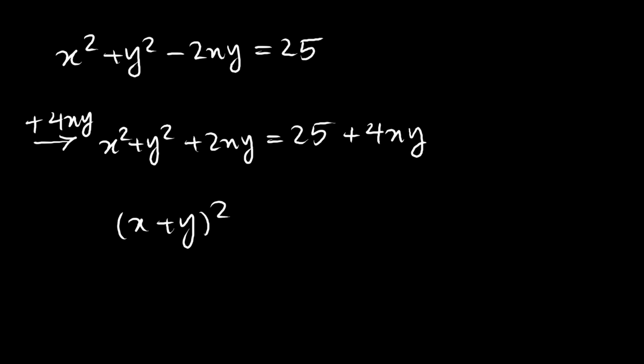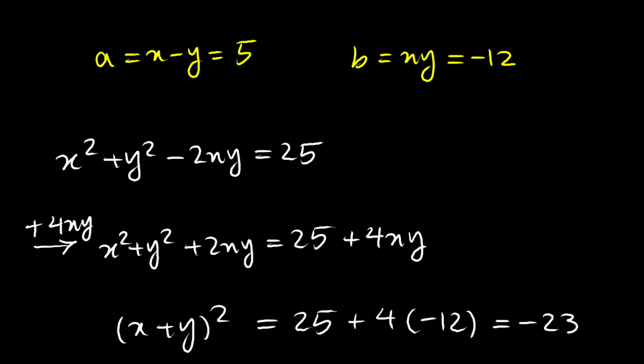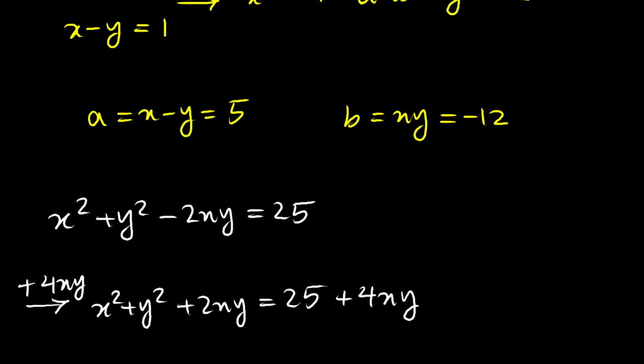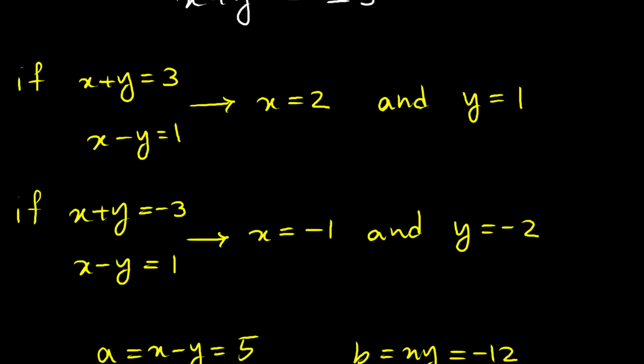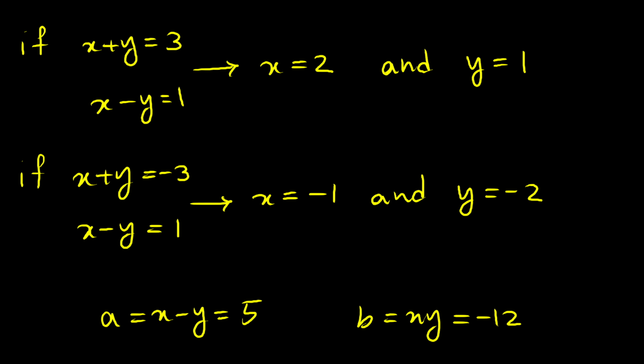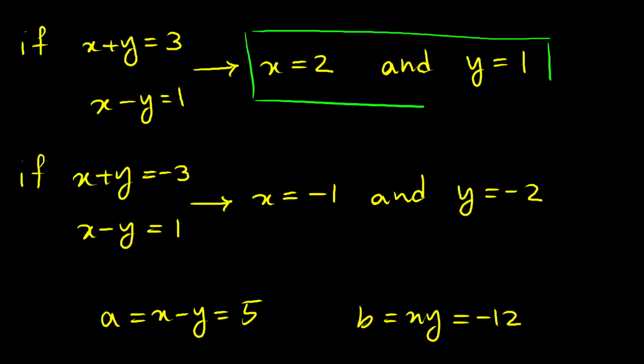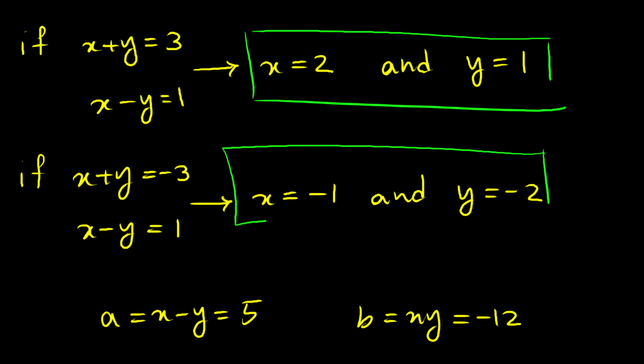So we're going to have x squared plus y squared plus 2xy equals 25 plus 4xy, which means that x plus y all squared will equal 25 plus 4 times negative 12, because x times y equals negative 12, which is equal to negative 23. But notice that since x and y are real numbers, x plus y to the power of 2 cannot be a negative number, which means that we cannot find any solution from the second case. So we only have two solutions for our system of equations, and they are this and this.